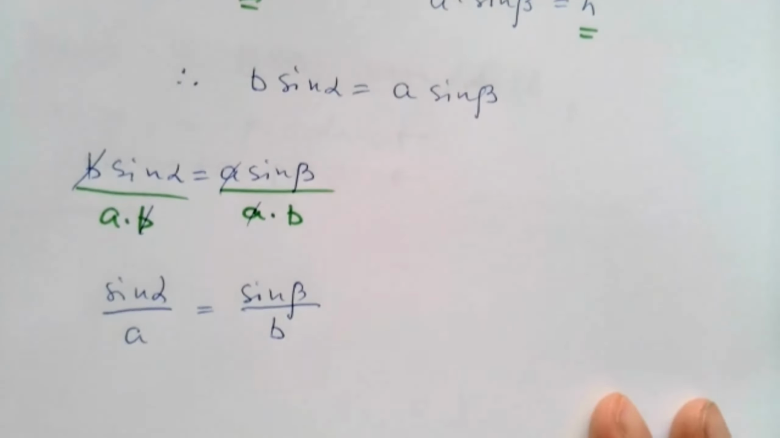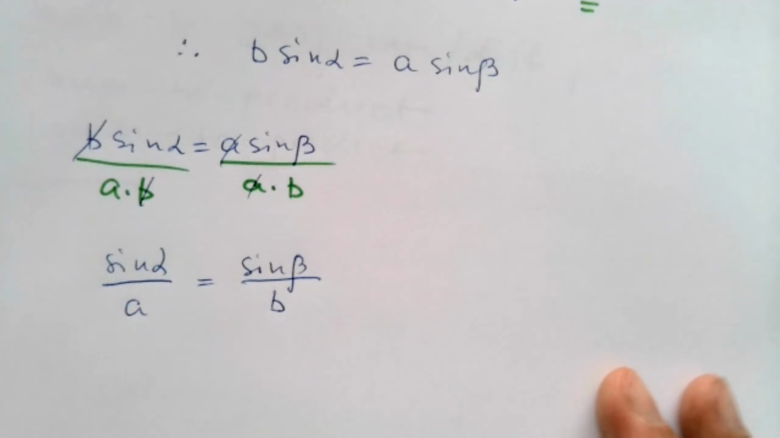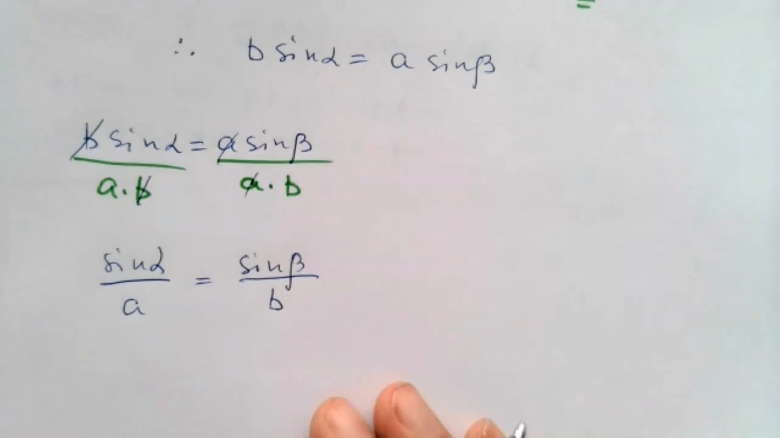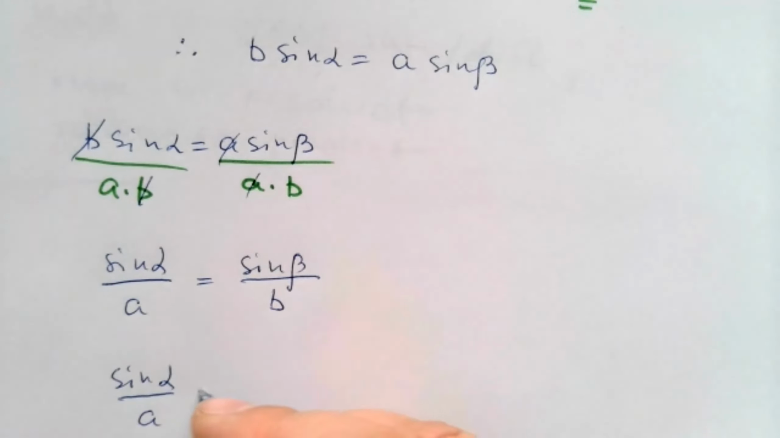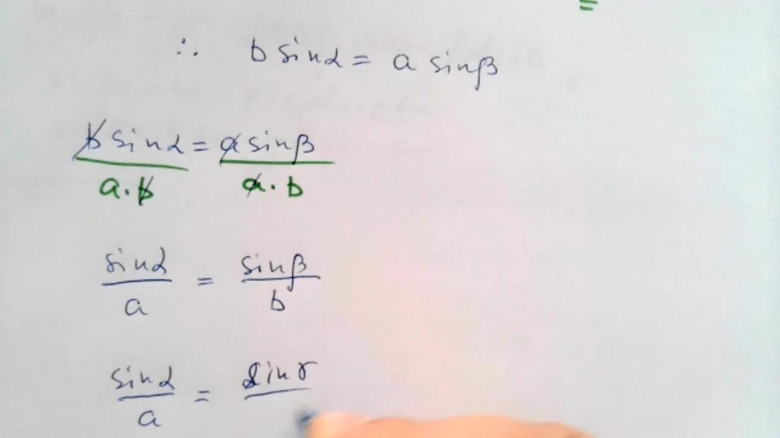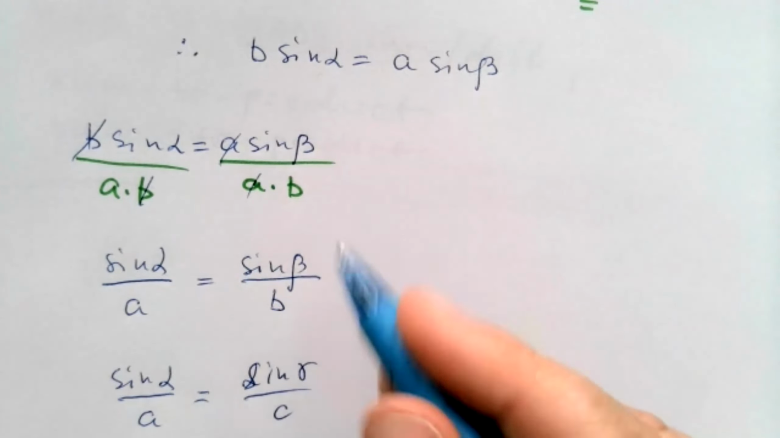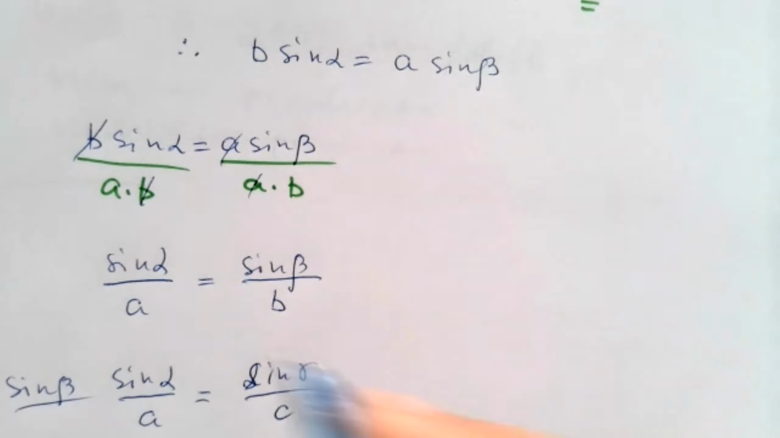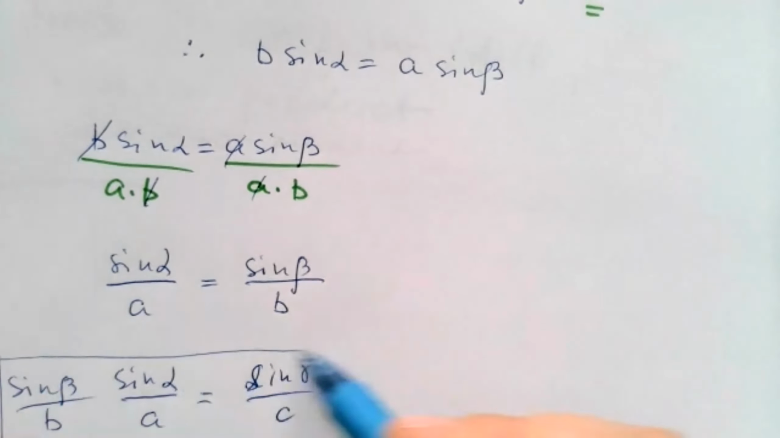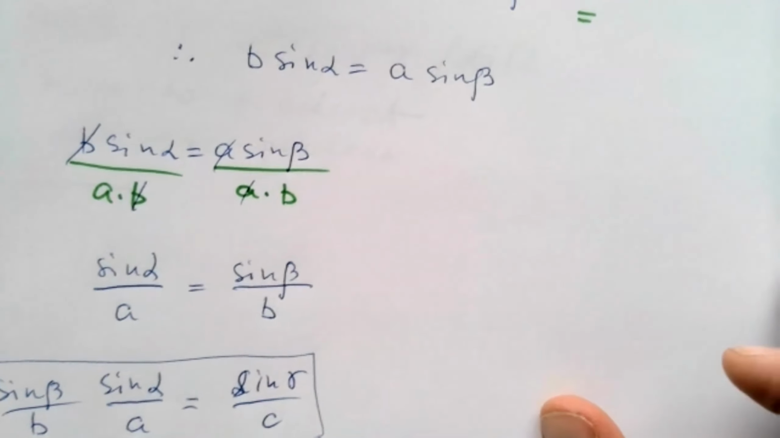And also, we could prove in the exact same manner that sine alpha over a equals sine gamma over c, and so it's already equal to sine beta over b. We have our law of sines formula.